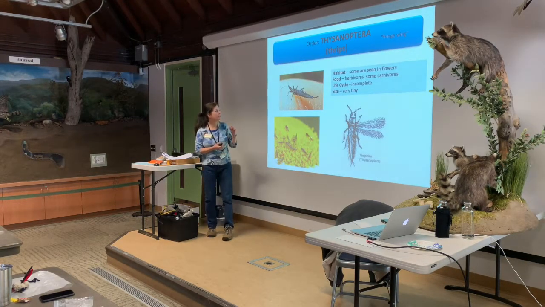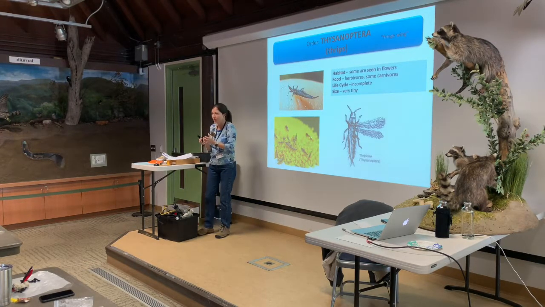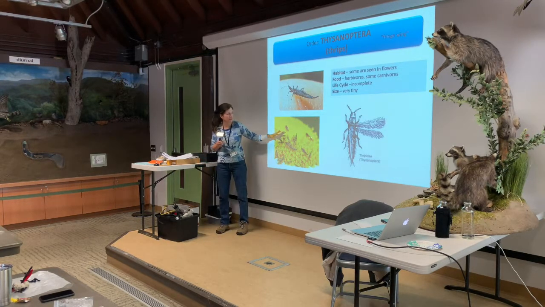So we have little bitty thrips. If you've ever looked in the head of a flower and you see little black things moving around in the flower, it's probably a thrip. Teeny, tiny. This is a super blown up image of the head of a flower. You can't even see how much of a finger that is. Very tiny, little feathery, fringed type wings.